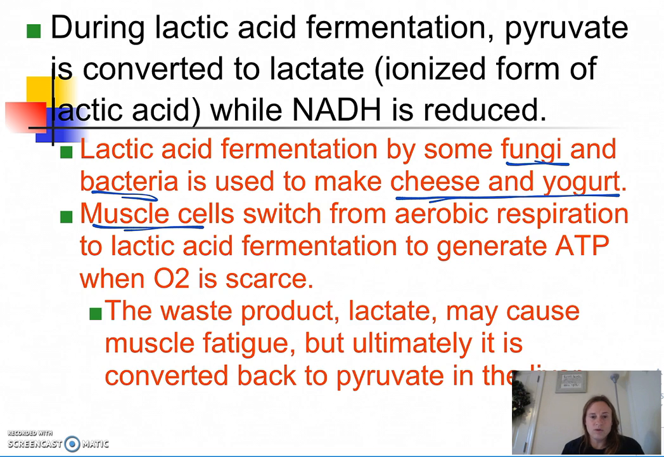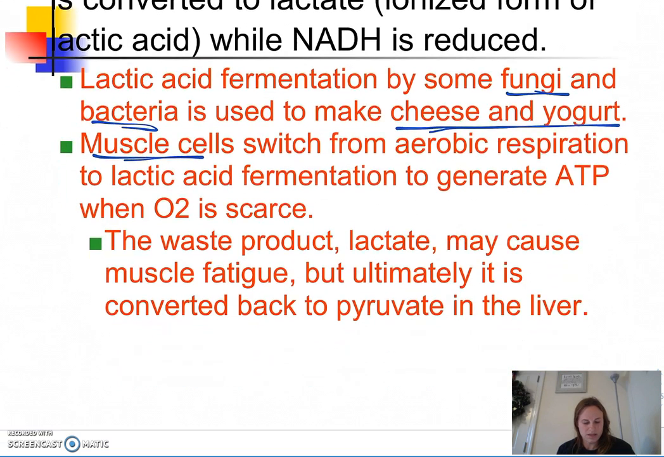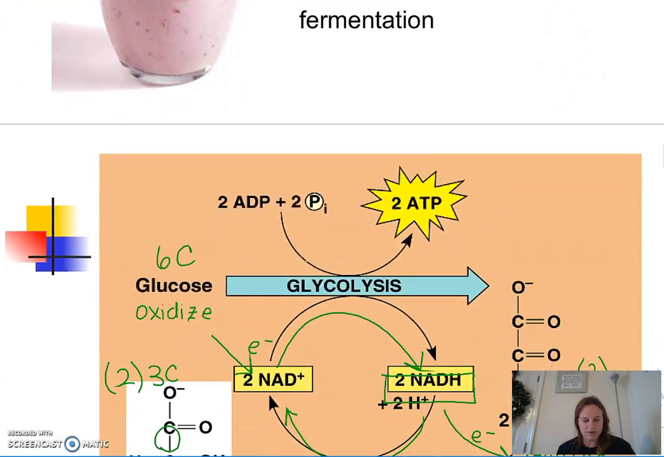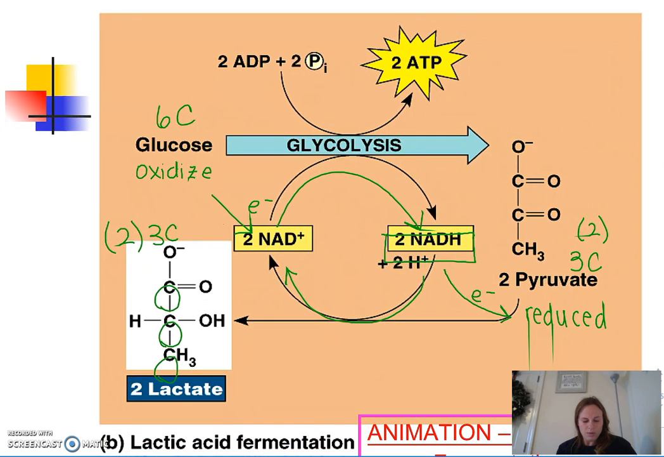Muscle cells in humans have the ability to switch from doing aerobic respiration to doing lactic acid fermentation to generate ATP when O2 is scarce. So here's cheese and yogurt, products of lactic acid fermentation, where this is a 1-step process.